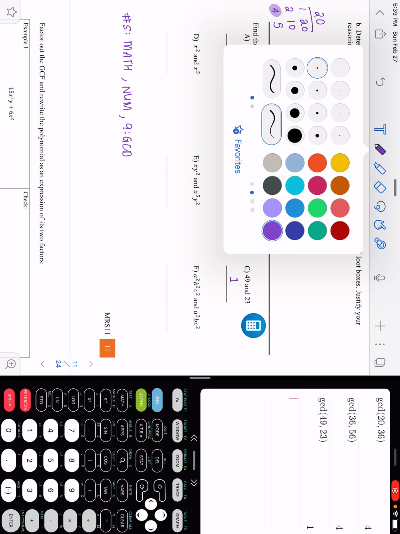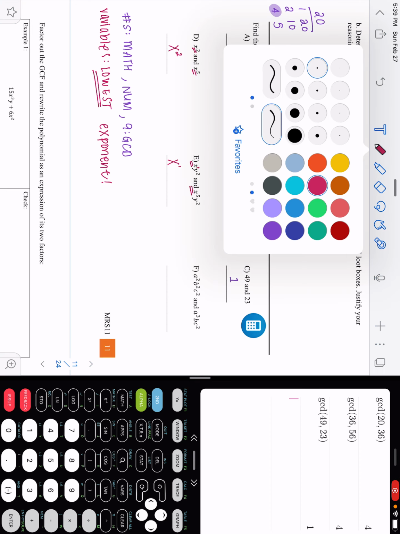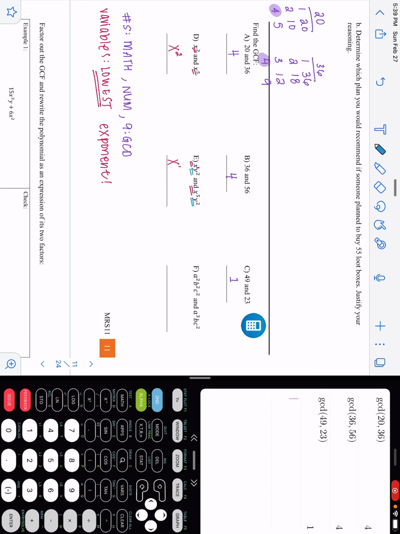Now, when we're talking about the GCF for variables, we are looking for the lowest exponent. Okay, so for x squared and x to the 5th, the lowest exponent would be x squared. For this one, we have to do piece by piece. So first, we're going to compare the x's. The lowest exponent will be x to the 1st, right? This is the imaginary one that we don't see. For our y's, I have y squared and y squared. They are the same, but that is our lowest exponent. You can pull that out.